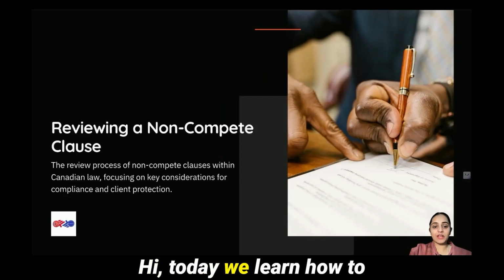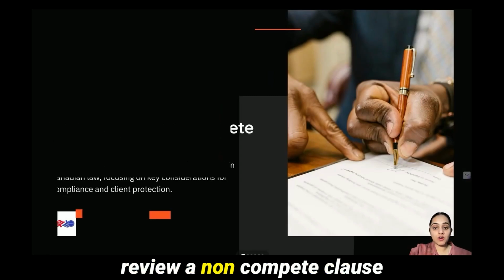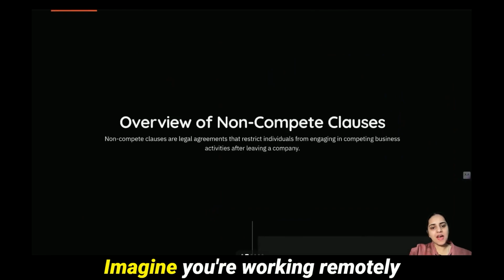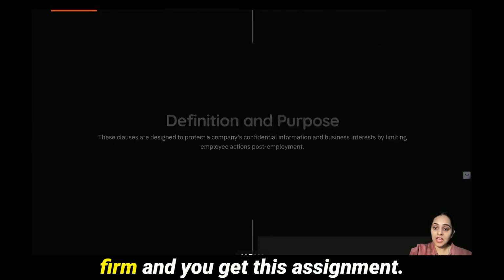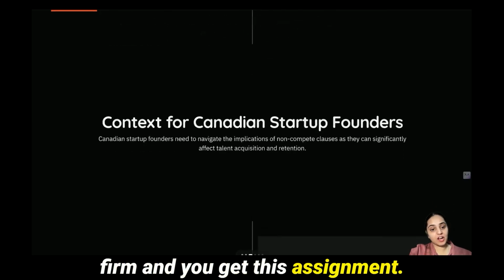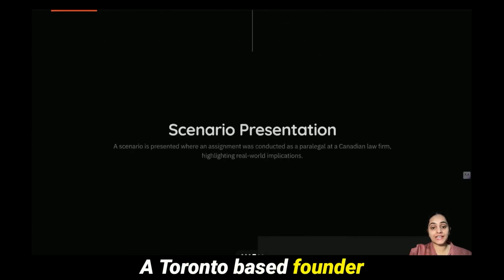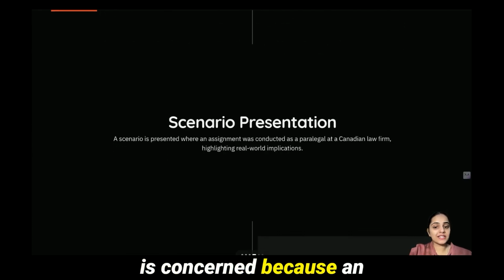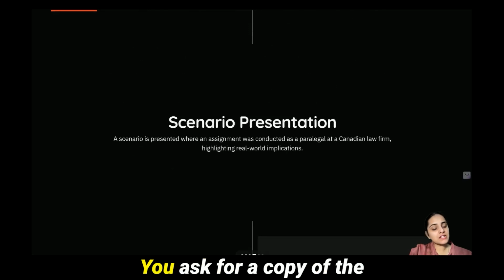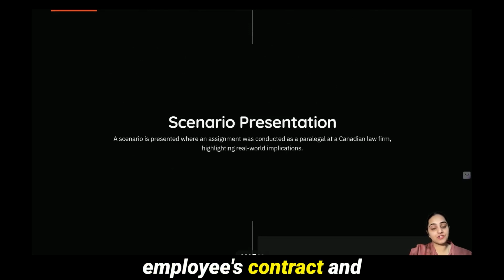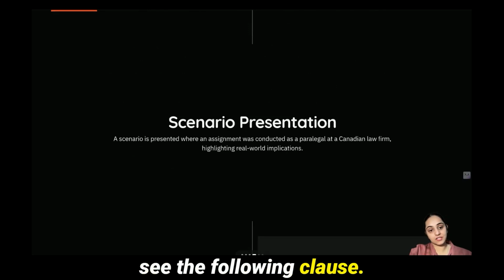Hi, today we learn how to review a non-compete clause for a Canadian startup founder. Imagine you're working remotely as a paralegal for a Canadian law firm and you get this assignment. A Toronto-based founder is concerned because an early employee has started working with a competitor. You ask for a copy of the employee's contract and see the following clause.